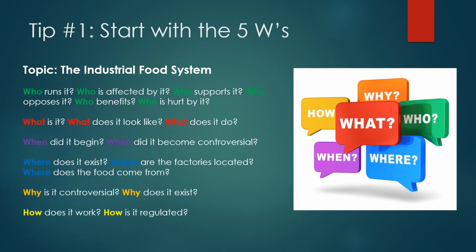Because now when I get to the databases, instead of typing industrial food system and hitting enter and getting whatever it wants to give me, now I can have some targeted searches like who runs the industrial food system? When did the industrial food system begin? I can start to answer those questions through my research, and you never know where that's going to lead. That's sort of the fun thing about research: as you dive in and you start to find more information, it leads to more questions and more information. And you might end up somewhere you never would have thought when you started the process. So tip 1, start with the 5 W's.